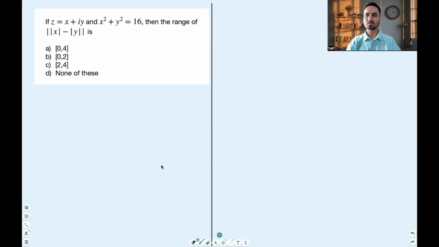Today we are solving an IIT JEE problem. And the problem is, if z equals x plus iota y and x squared plus y squared equals 16, then the range of the function modulus of modulus x minus modulus y is, and we are given 4 options and it is a single answer correct question.